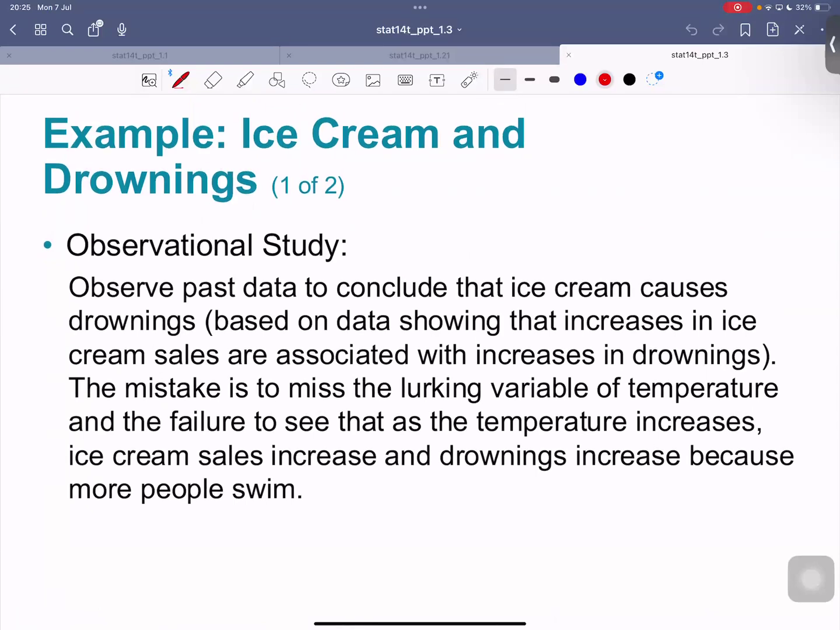More drowning because more people swim. No, it's really a good example. It talks about how we get a lot of statistics out right now. So somebody can look at that.